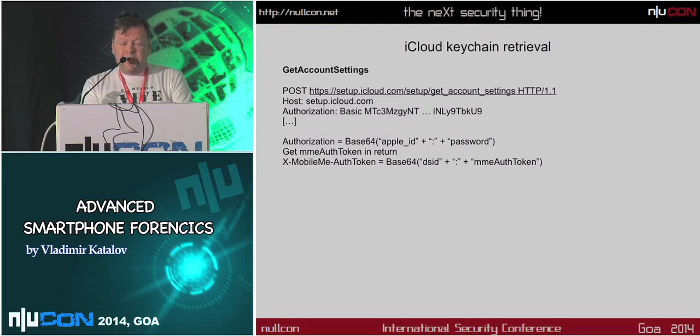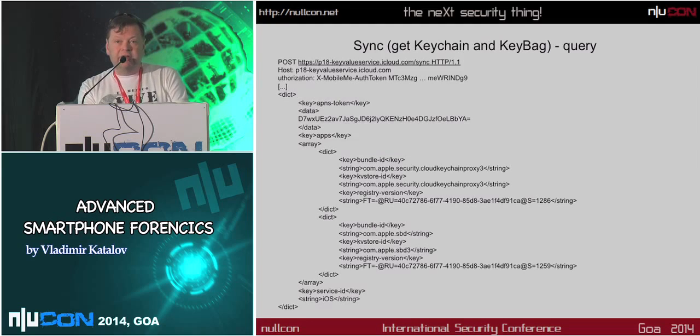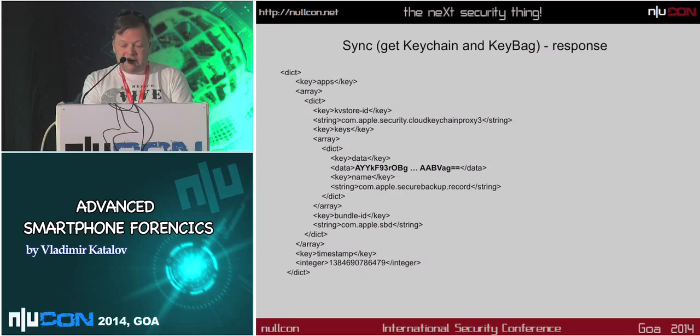Then we make a sync query to get the keychain and the keyback. The keychain is encrypted using the key stored in the keyback, and the keyback is also encrypted itself. But you can retrieve both of them even if you don't have the security code and the other device to get the SMS notification with the verification code and so on. But both of these data, keychain and keyback, are encrypted, so they're useless without the encryption keys.